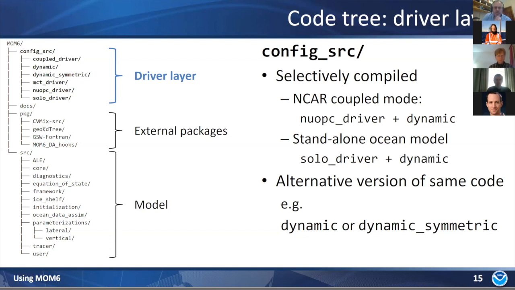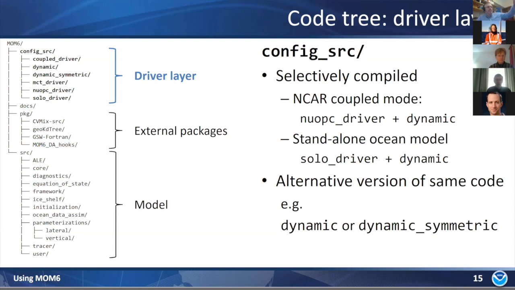So for example, the NCAR coupled model needs to use the NUOPC driver and then has to choose a memory mode, either dynamic or dynamic symmetric. And so those two parts would actually be compiled, but it would be incompatible if you were to add in, say, one of the other drivers. Whereas to build the standalone model, you'd have to use the solo driver and then again choose either dynamic or dynamic symmetric.